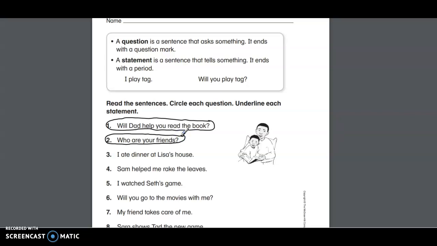Number 3. I ate dinner at Lisa's house. Not a question? So what do we do if it's not a question? No, you underline it. You put just a line under it. That's it. Okay? I'm going to have you do the rest on your own. When you are done, raise your hand. If you have a question, raise your hand. Okay?